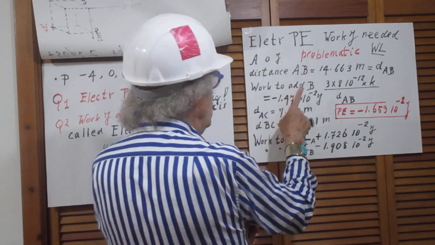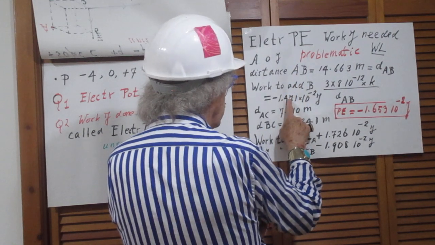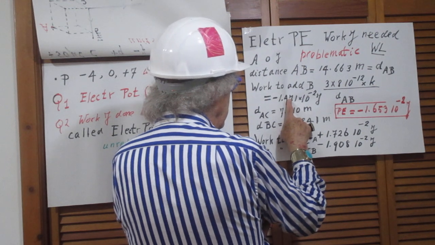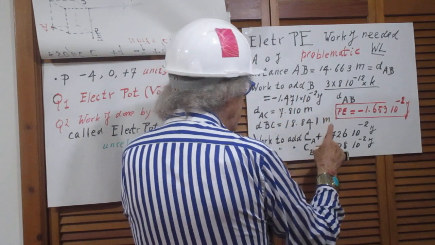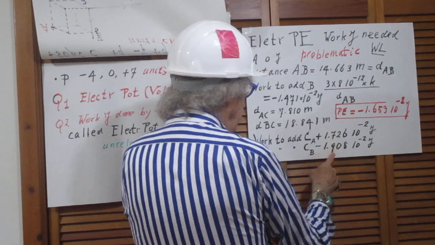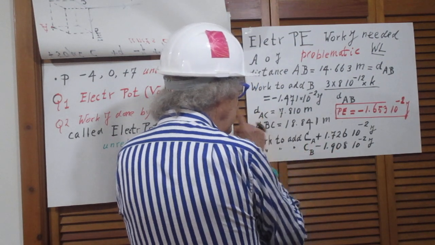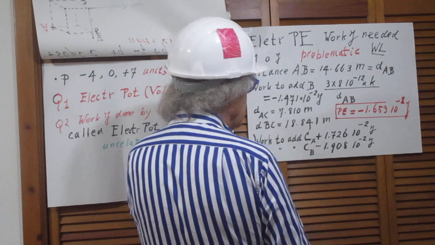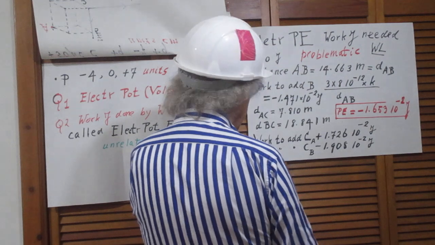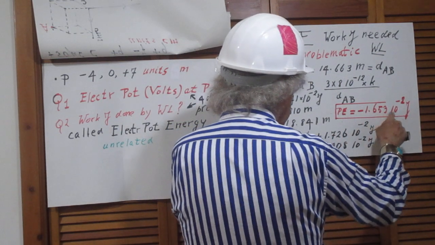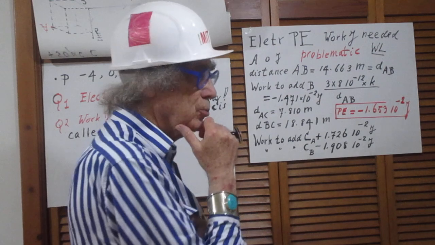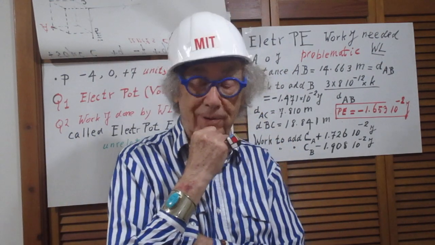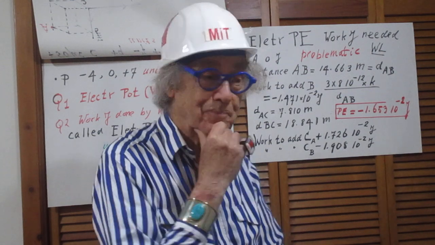So you have to do this much work when you want to bring B with A in place, and you have to do this much work when you place C in the field where A and B already are there. If you add up all those works, you end up with minus 1.653 times 10 to the minus 2 joules. So you have to do negative work. There's no problem with negative work.